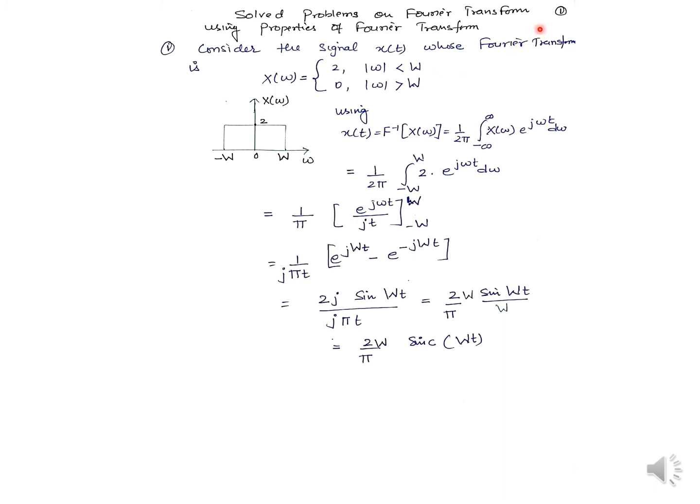Now if you consider this signal, here the Fourier transform is given to us, so we will use the inverse Fourier transform formula to find the value of x(t). Capital X(omega) is given as 2 between minus w to plus w. Using the inverse Fourier transform formula, it's from minus w to w of e raised to the power j omega t. It's plus here because we are using the inverse Fourier transform formula. Do the integration. So this 2 will cancel out this 2. Put the limits, so it will be in this form.